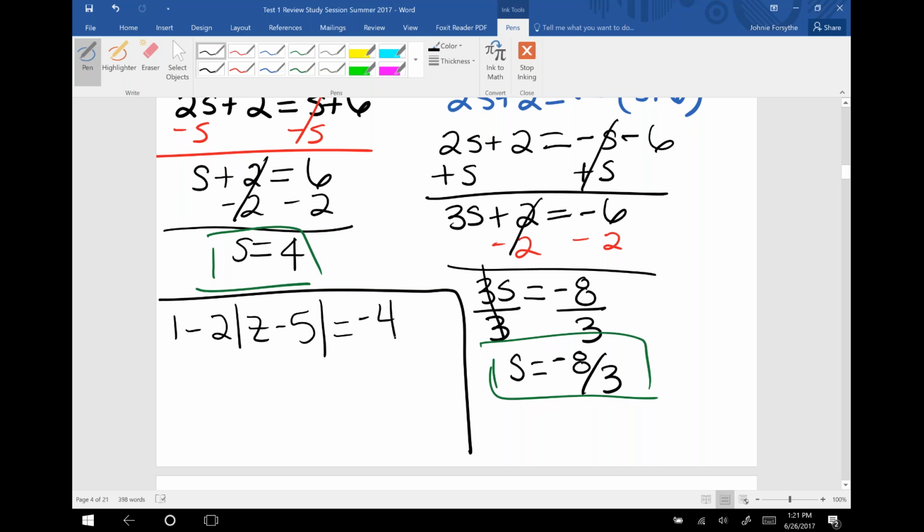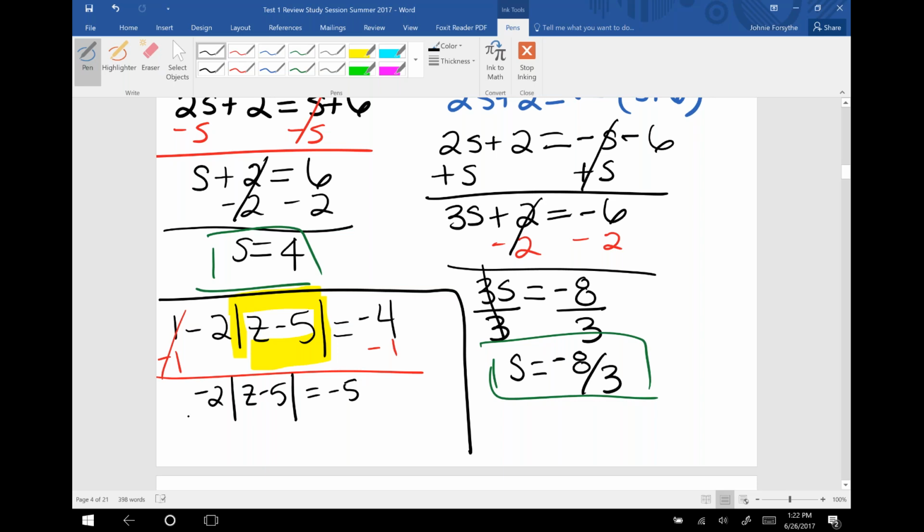I'm glad you asked this. Before you do the two different equations, you want the left side absolute value to be by itself. So before we can start doing that, we want to get this by itself. We're going to start by subtracting 1. So 1 minus 1 cancels out. Then I have negative 2 times the absolute value of z minus 5 equals negative 4 minus 1, which is negative 5.